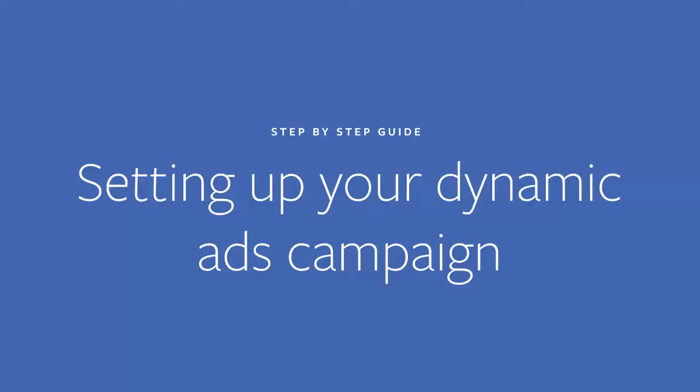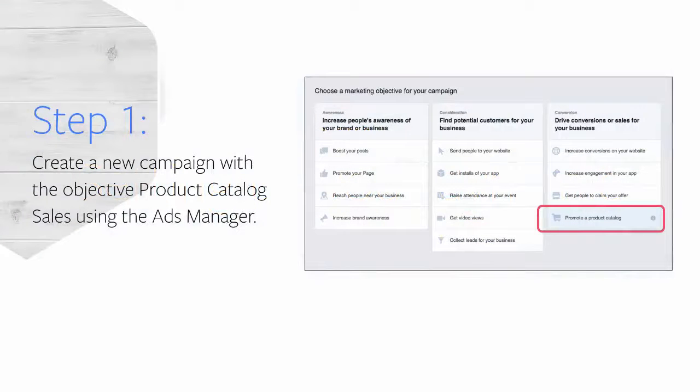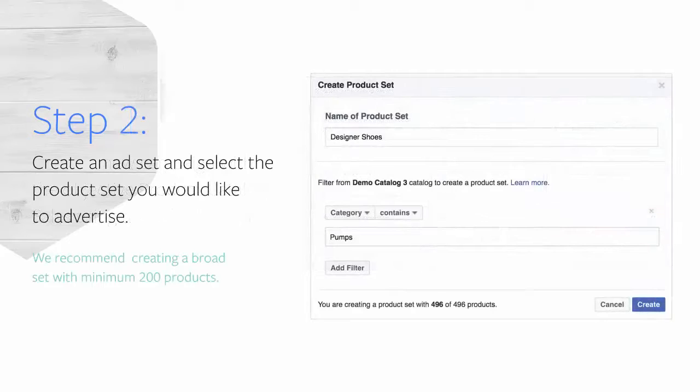Now that you've set up your pixel and product catalog, let's go into how to launch your dynamic ads campaign and start promoting your products on Facebook and Instagram. To create your dynamic ads campaign, you want to start with your objective, which is promote a product catalog. Then create your product set.